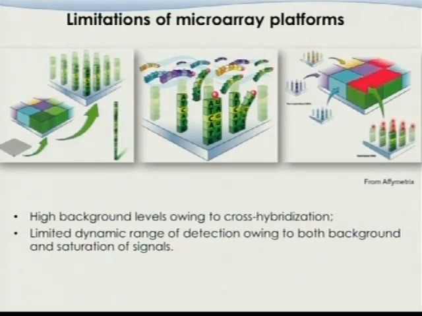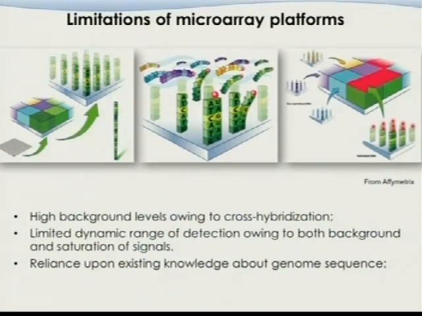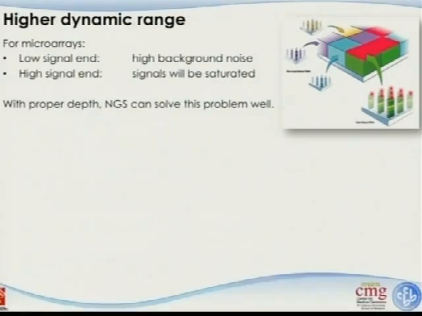And this will cause the arrays to have a very limited dynamic range for the detections. Another key limitation of microarray is that it relies on existing knowledge about the genome sequences. Because if we design some arrays to target a certain part of the genome, we already know there's a gene there. Otherwise, people don't design arrays based on that. But for RNA sequencing data, we don't have to have that type of assumption. For RNA sequencing, there will be a higher dynamic range.